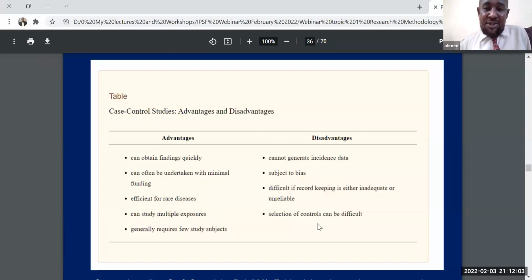But there are some disadvantages. It cannot generate incidence data, the incidence rate of something, because the incidence needs data collected with follow-up to see the difference. So the incidence rate of disease, the incidence rate of something, should be something with follow-up. We can estimate incidence rate from a longitudinal study, from a cohort study, but from case control it cannot. Also, one disadvantage is it is subject to bias.